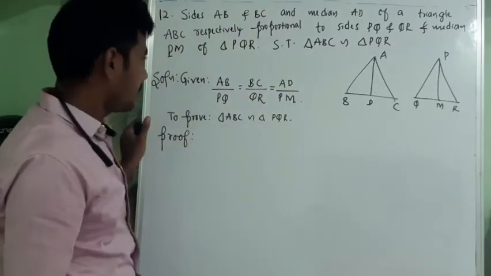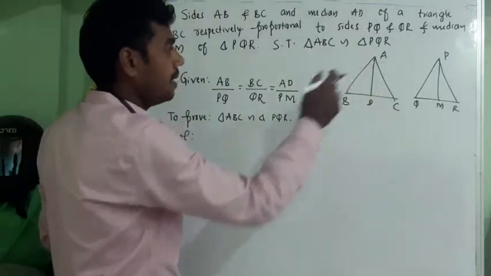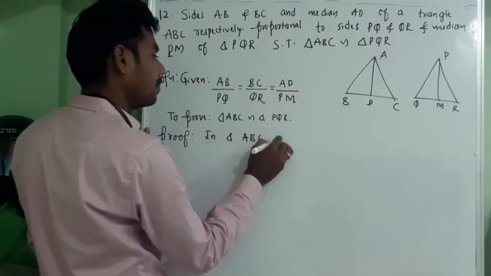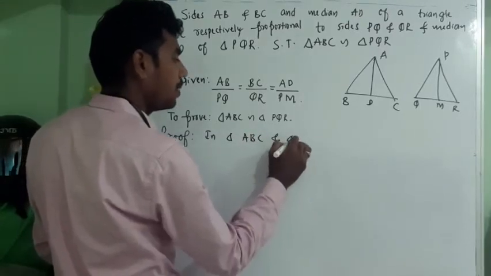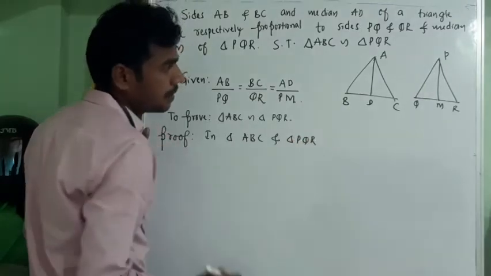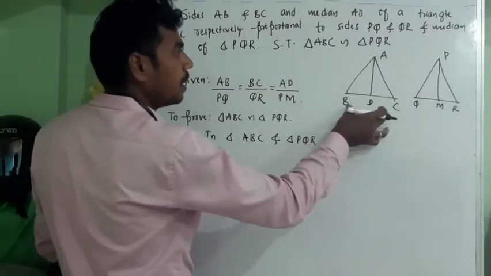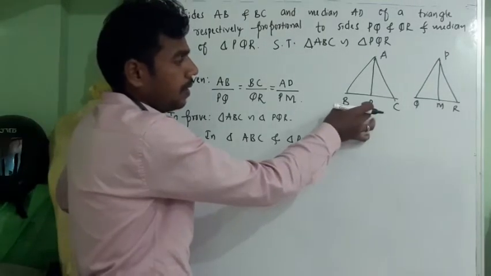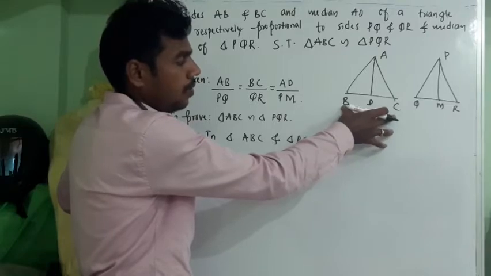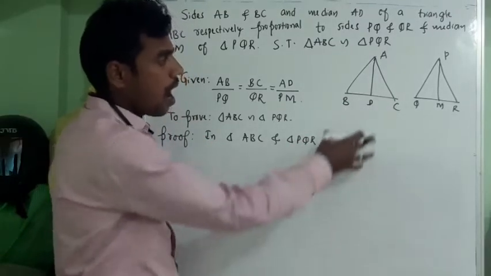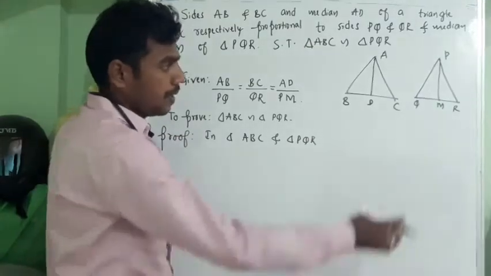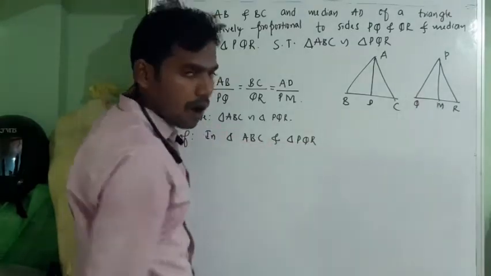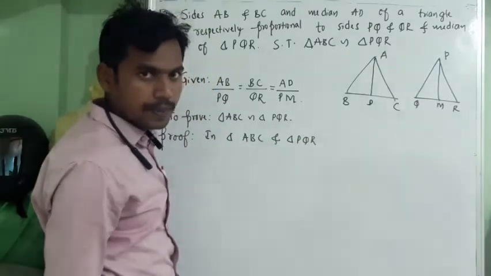Okay, see, in triangle ABC and triangle PQR, what can I write? Since AD is a median, BC is equal to 2 times BD, or else half of BC is equal to BD. Here also 2 times QM is equal to QR, or else QM is equal to half of QR. That only I am going to write.